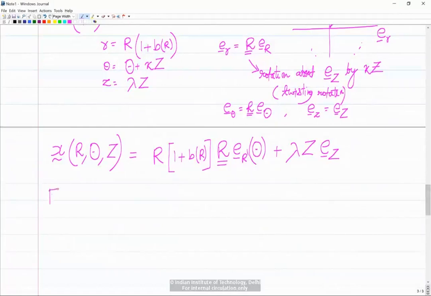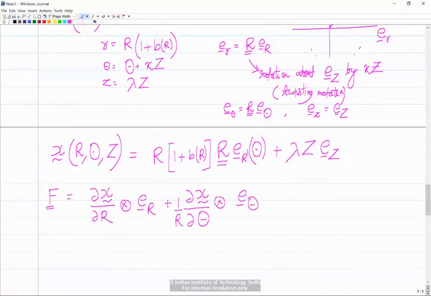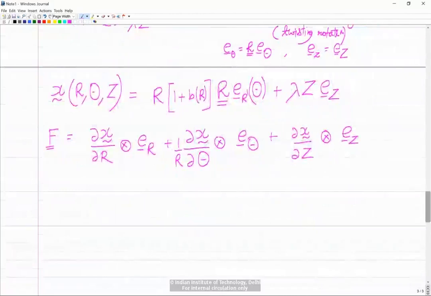So the deformation gradient will then be del small x by del big R tensor product E big R, plus del small x by del big theta, and then you have 1 by R tensor product E big theta, plus del small x by del big Z tensor product E big Z. Okay, and when you work out the deformation gradient with this small x written here, what you will get is the following: 1 plus b prime into big R of E small r tensor product E big R.